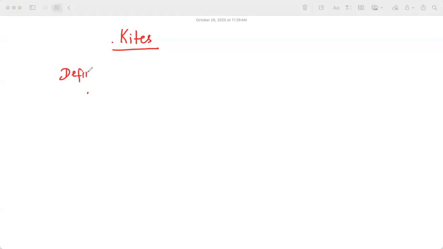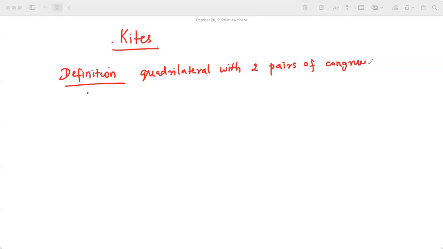Definition and properties, I said I'll tell for everything. Definition is what? Quadrilateral with 2 pairs of congruent adjacent sides. Can I say that? What does it mean? This is what it means.